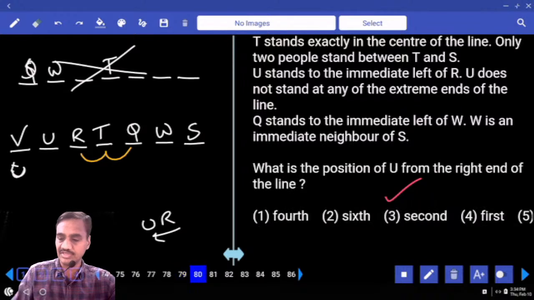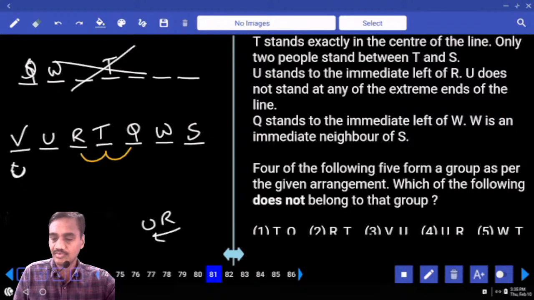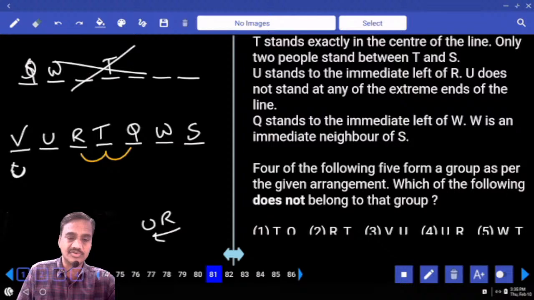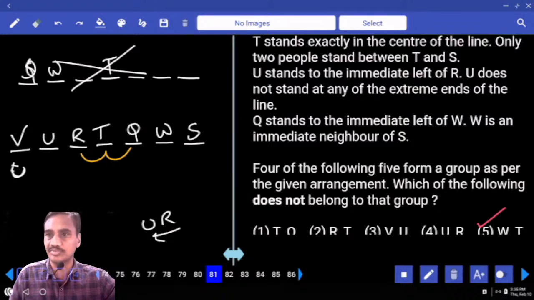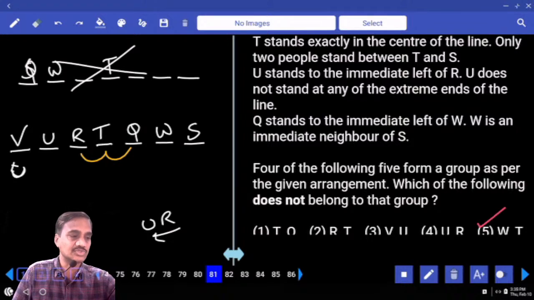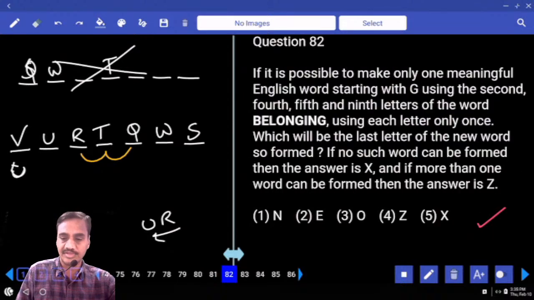Then coming to 80, what is the position of U from the right end of the line? Right end of the line, the position of U is 6th, that is choice 2. And 81, four out of the following is the odd one out. T and Q are adjacent, R and T are adjacent, V and U are adjacent, U and R again are adjacent, W and T are not adjacent. Now in between W and T, there is exactly one person. Hence, except choice 5, in the remaining choices both the persons are adjacent to each other, 81.